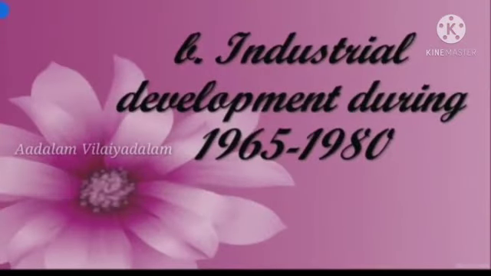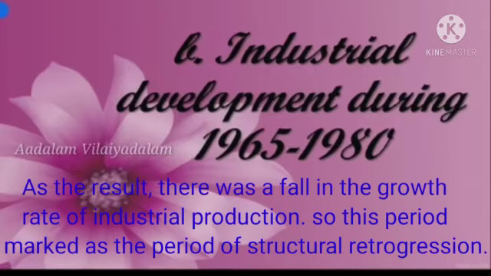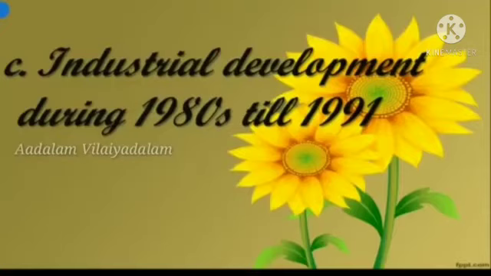Next, industrial development during 1965 to 1980. As the first three five-year plans mostly focused on the development of the capital goods sector, the consumer goods sector was neglected. The consumer goods sector is the backbone of the rural economy. As a result, there was a fall in the growth rate of industrial production. So this period is marked as the period of structural retrogression.